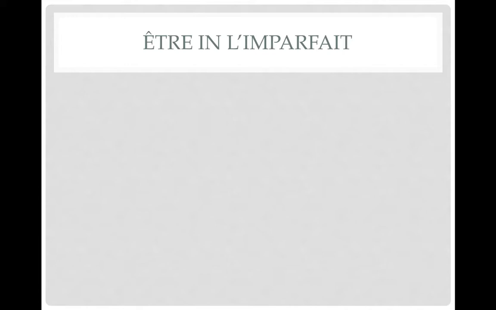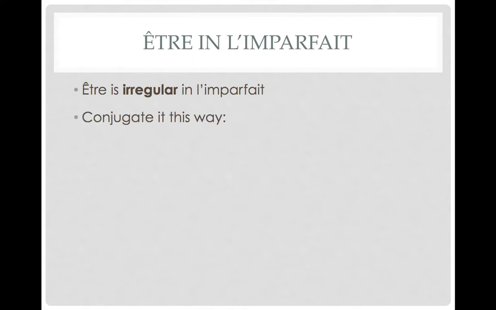The one exception, and this is a pretty easy verb tense because there is only one irregularity, is être. Être is irregular in l'imparfait, because we don't have an ONS ending for the conjugation of nous that we can drop. We would say nous sommes. There's no ONS to drop there, so it kind of messes up our pattern. So instead, for être, you're going to conjugate it this way.